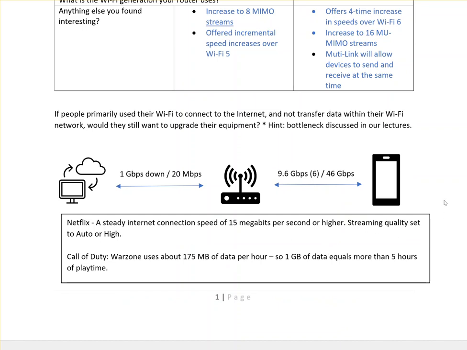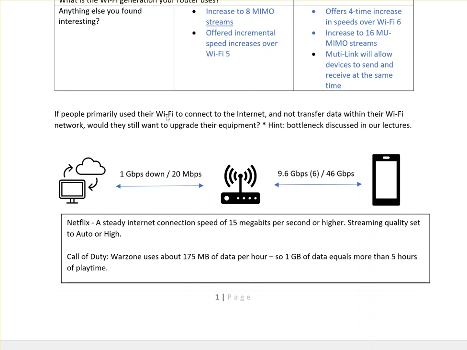Now let's get down to the real meat and potatoes. Here is the critical thinking question. If you primarily used their Wi-Fi to connect to the internet and not transfer data within their Wi-Fi network, would they still want to upgrade their equipment? Now, there is a correct technical answer, and the answer is it depends on what the bottleneck is. The bottleneck is the slowest speed in the process.